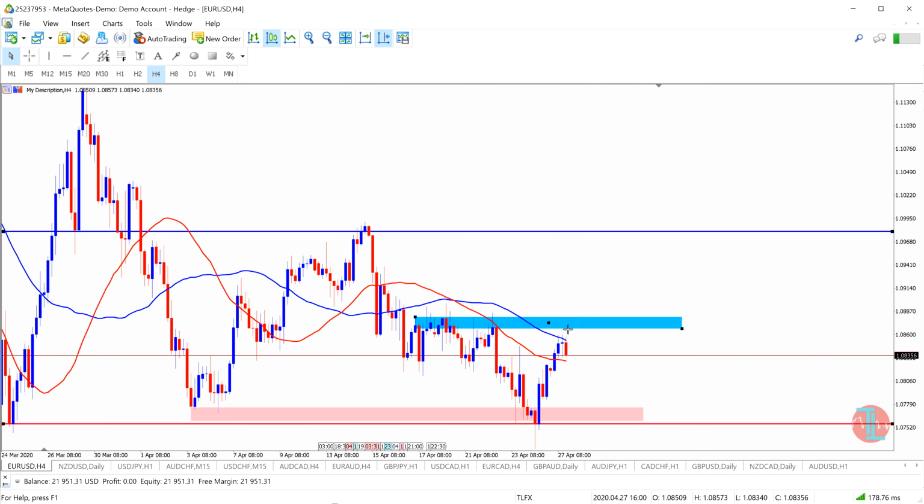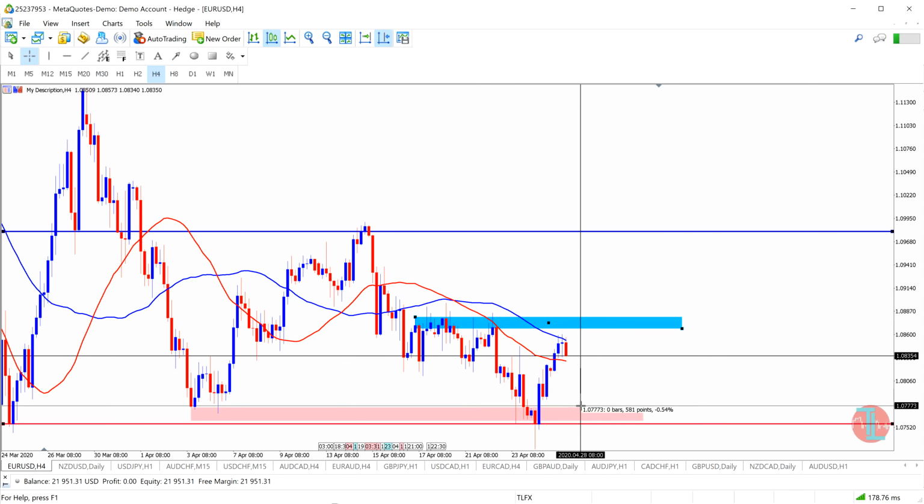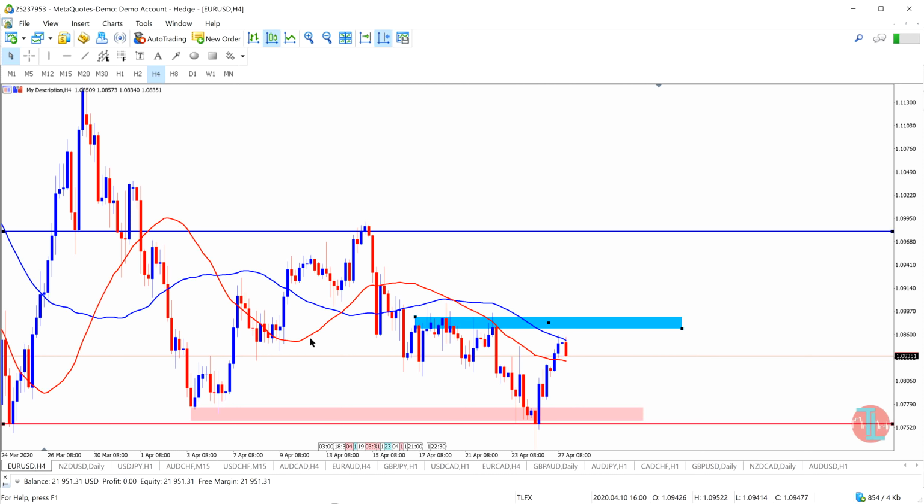It's about a 30 pip stop loss. That's not bad to risk in turn for a 60 pip reward. That's a 2-to-1 reward-to-risk. So I'm actually going to take this trade, guys. We're going to go ahead and enter this trade. We're going to enter on one lot, and we are going to enter a sell.